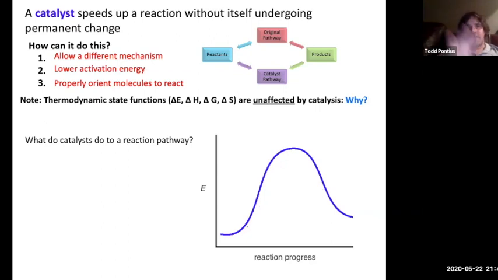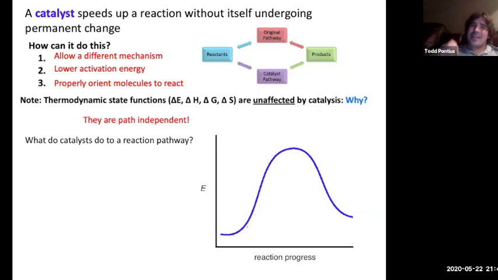So here we have a little schematic. Reactants, they want to get to products. There's a pathway that they can do it. Basically, catalysts give them an easier way of doing it. So something to note, that for an overall reaction, if we throw in a catalyst, the thermodynamic state functions, represented by capital letters, like the chemical potential energy change, the enthalpy change, the free energy change, and the entropy change, they're unaffected by the presence of a catalyst. Why is that?